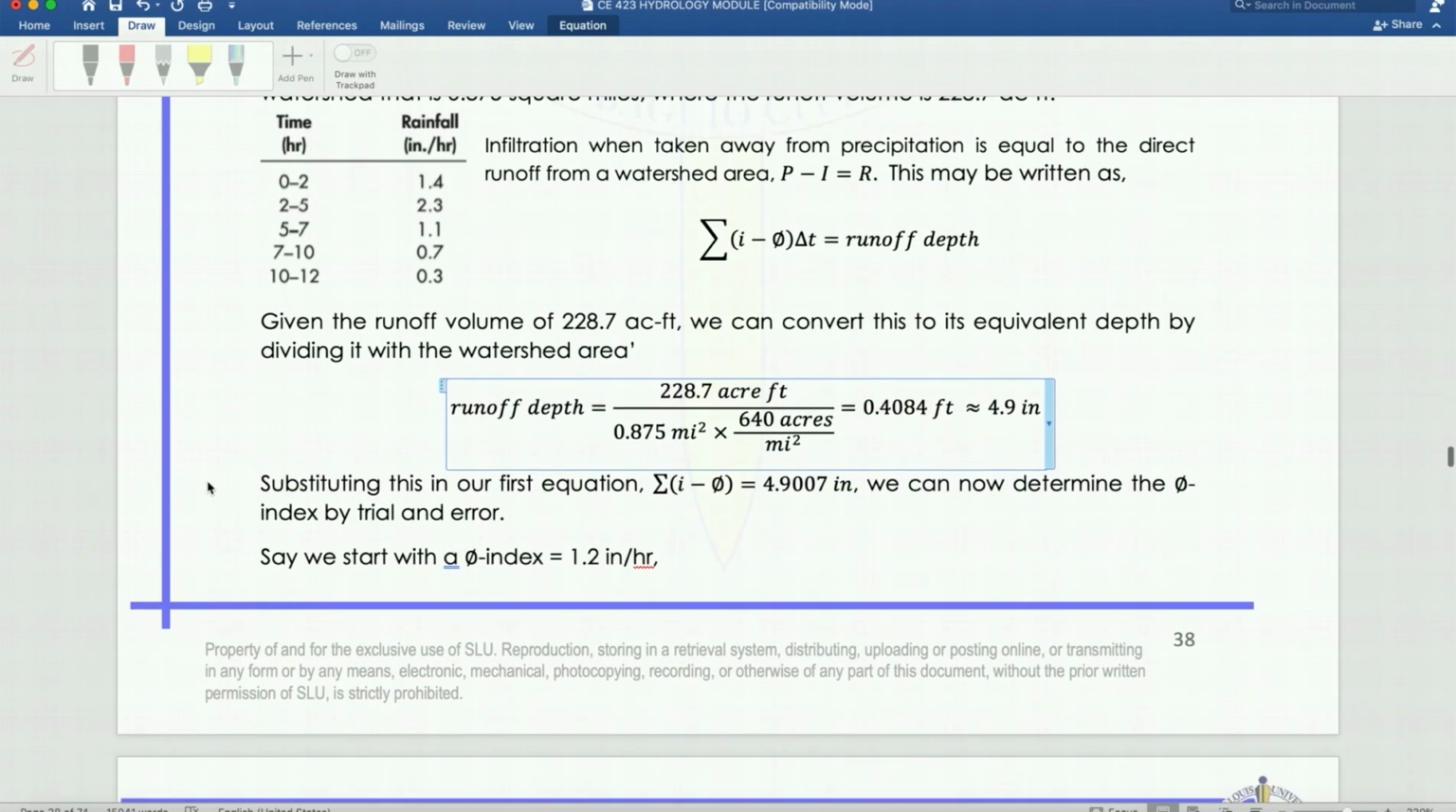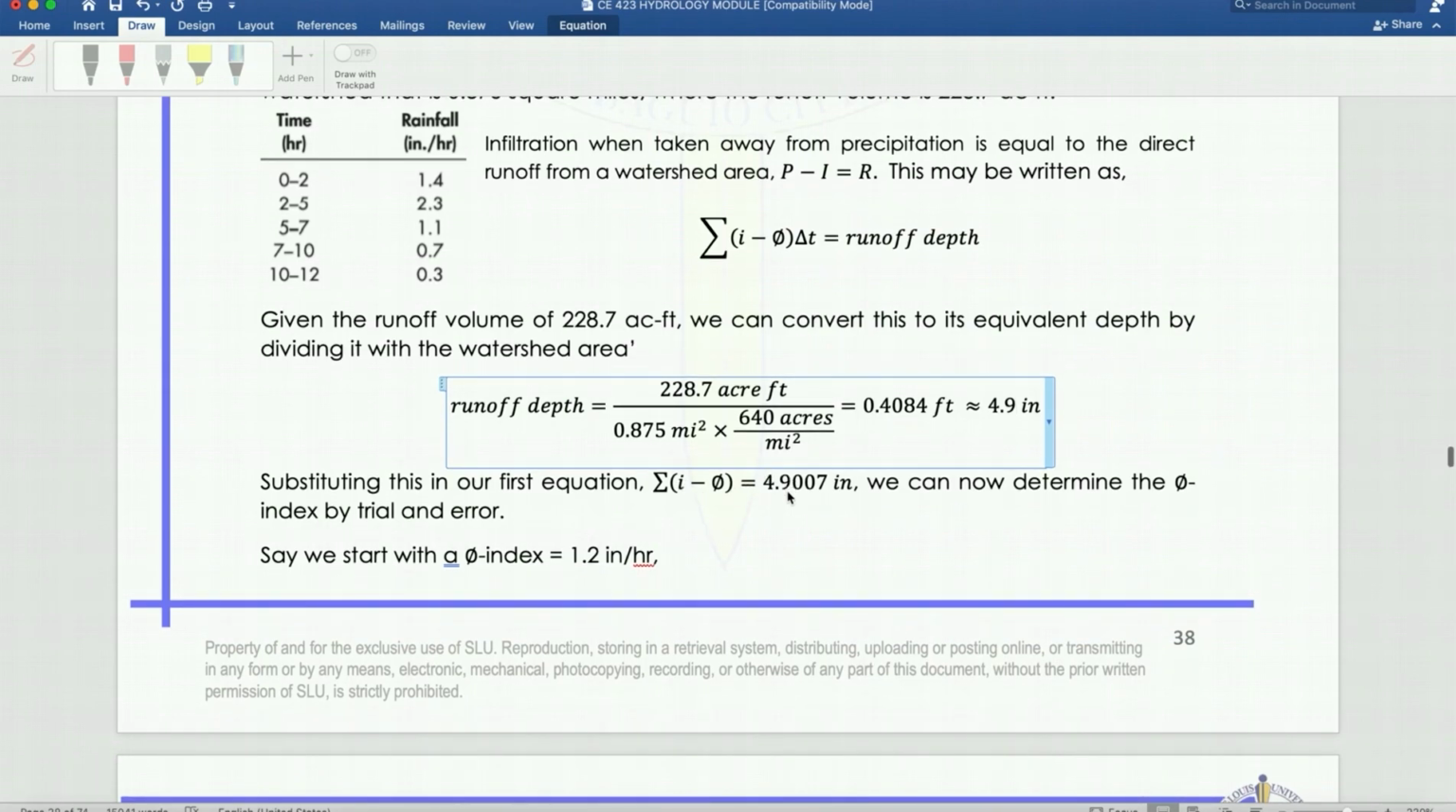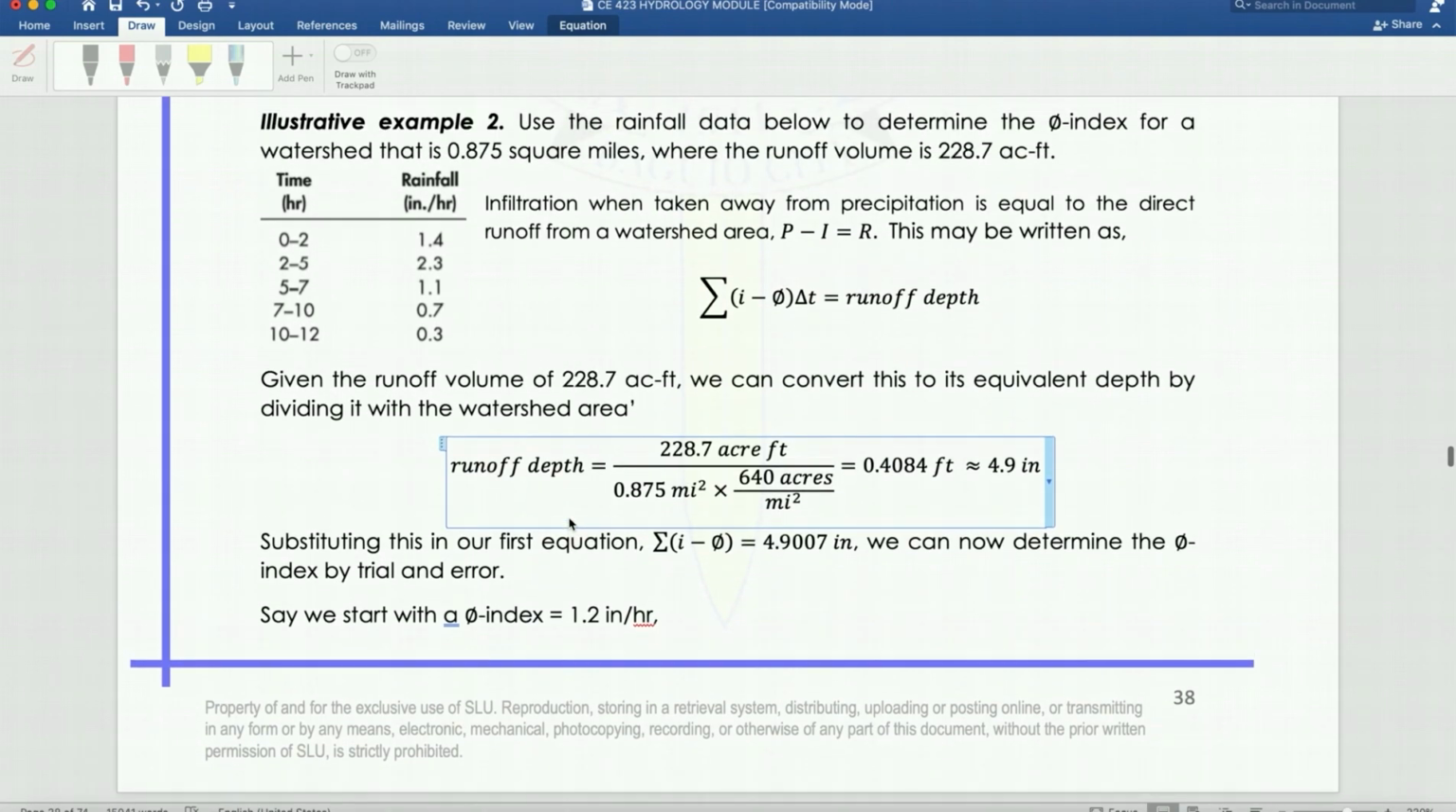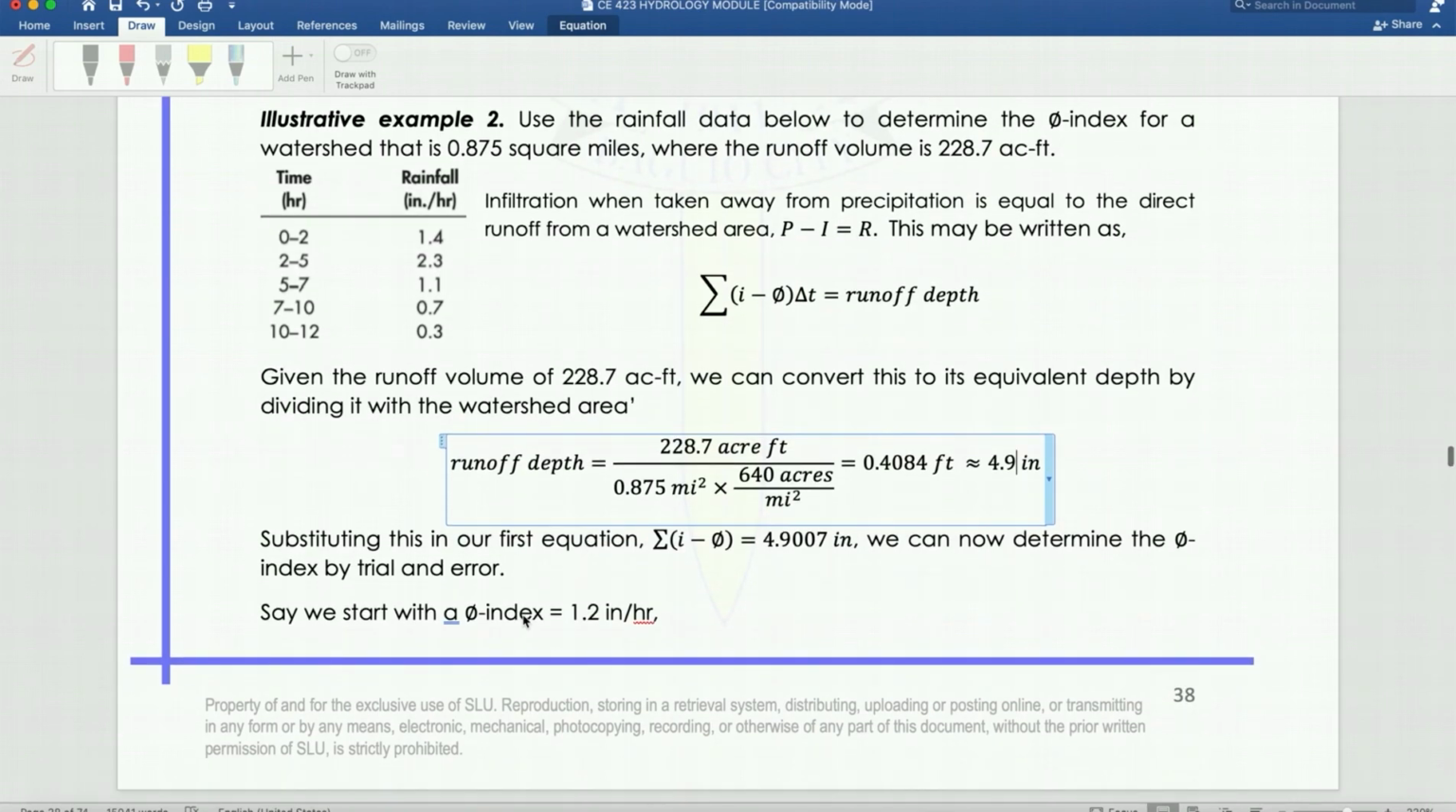Okay. Now, by substituting this to our equation, the summation of (i minus phi) times delta t is equivalent to 4.9 inches, we can now determine the phi index by trial and error. By the way, this is a trial and error method. So, you should be patient in doing this and at least have a good estimate. So, for this one, let's try to use 1.2 as our phi index. So, we will go through it one by one. So, 1.4 minus 1.2.